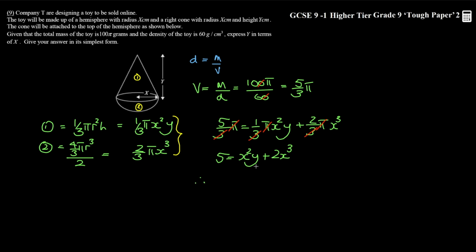So therefore, this term isolated, x squared y is equal to 5, which remains effectively undisturbed, but it's joined by minus 2x cubed. And dividing through by x squared, I get y is equal to 5 minus 2x cubed divided by x squared. And there's your answer.